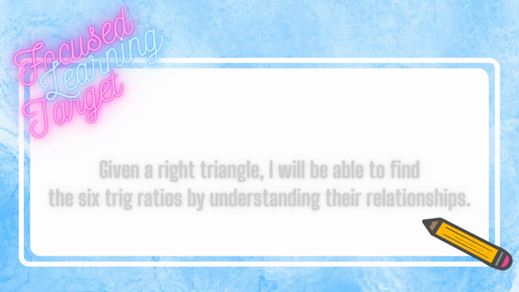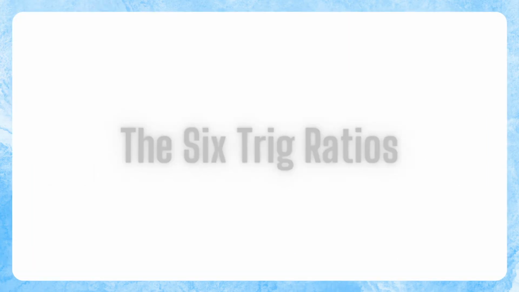Here's today's focused learning target. Given a right triangle, I will be able to find the six trig ratios by understanding their relationships. So far, we've looked at 3 different trig ratios, but today we're going to learn about 3 more, and in total we'll have 6 trig ratios.